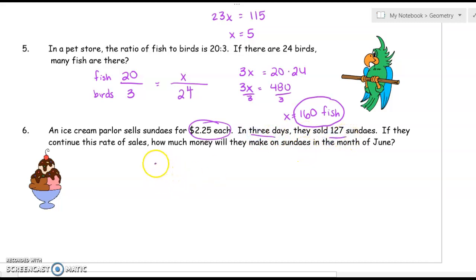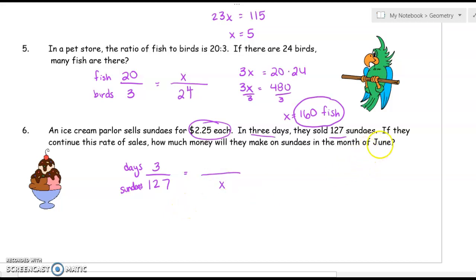So what I'm going to do is make a ratio. All right, it's going to be 3 days on top, and 127 represents sundaes. And they want to know how much money they're going to make in the month of June. Before we figure out how much money they're going to make in June, we want to figure out how many sundaes they sold in June. So the number of sundaes we don't know.